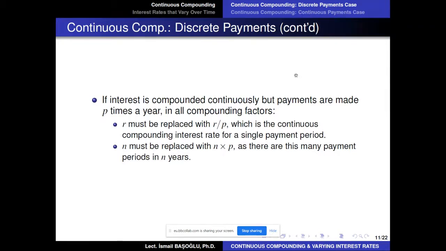The next part where continuous compounding will be observed, but this time instead of annual payments, we are going to assume that these discrete payments are occurring in a different number of periods in a year, and we are going to study this topic in the next video.